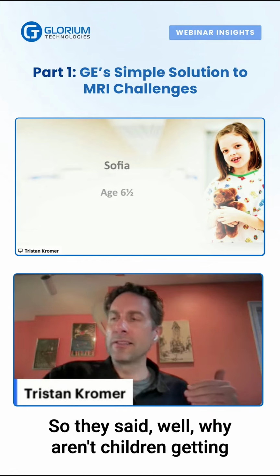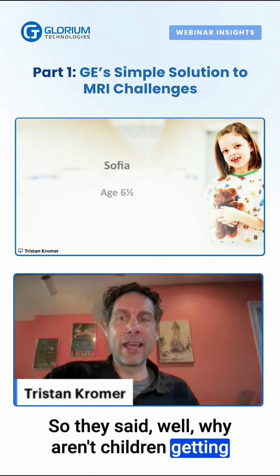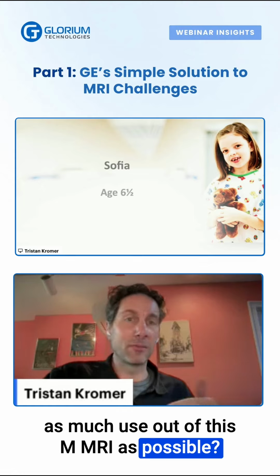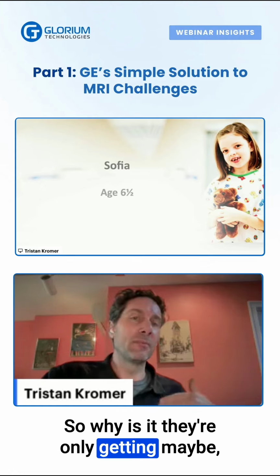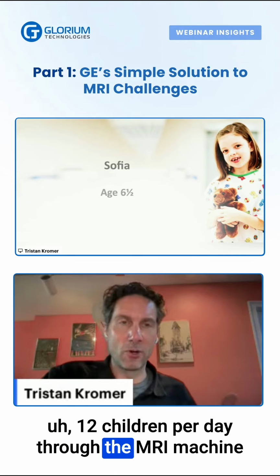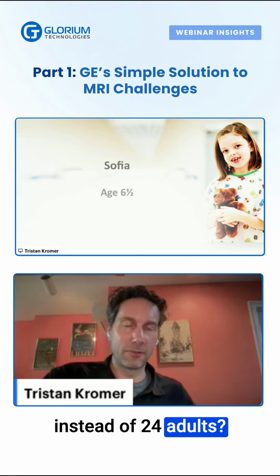So they said, well, why aren't children getting as much use out of this MRI as possible? There are a lot of children that need an MRI. So why is it they're only getting maybe 12 children per day through the MRI machine instead of 24 adults?